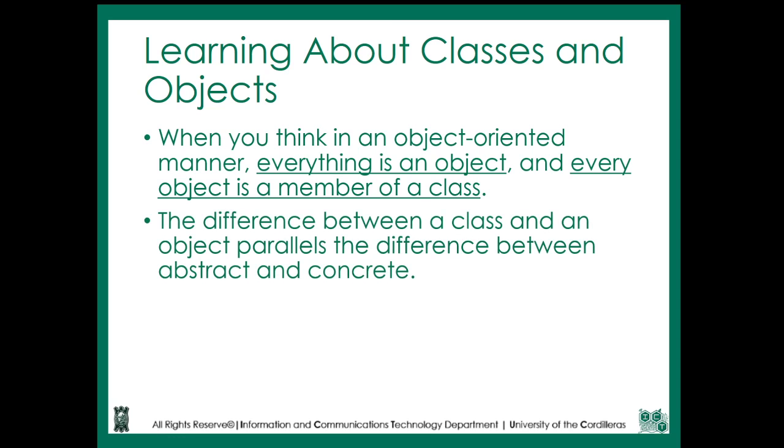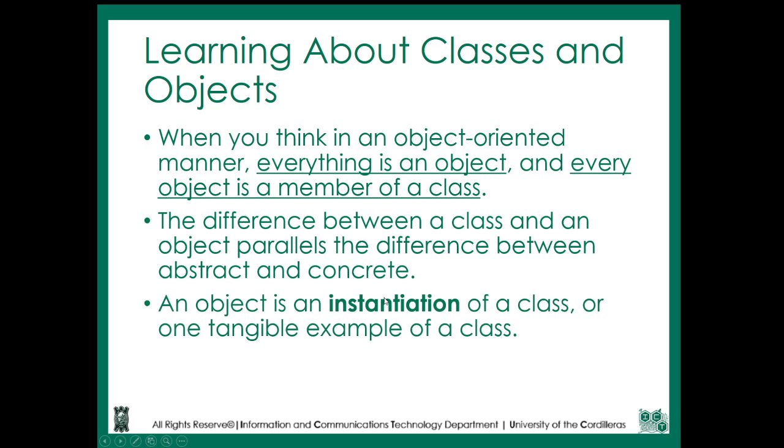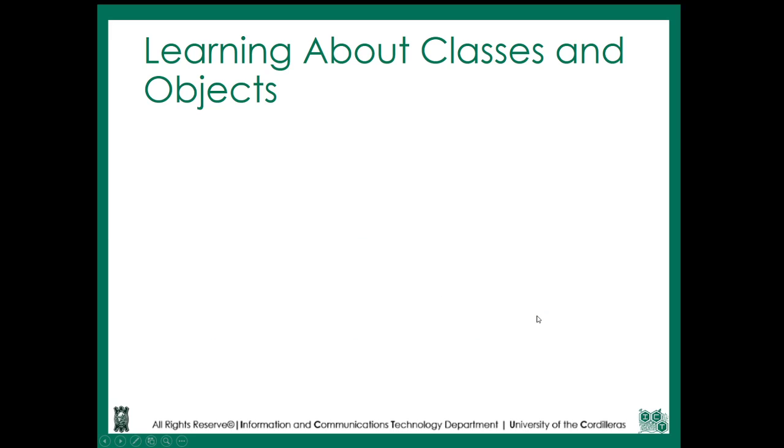Now, the difference between a class and an object parallels the difference between abstract and concrete. When we say abstract, there is actually no way for you to understand it. While concrete, meaning it's complete, you can actually explain it. You can somehow interpret it. So an object is an instantiation of a class, or one tangible example of a class.